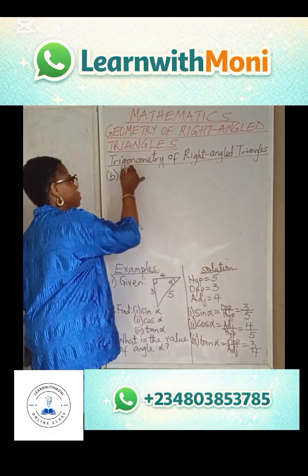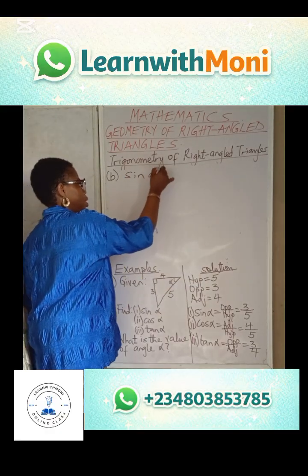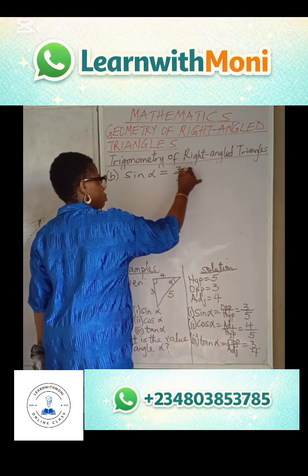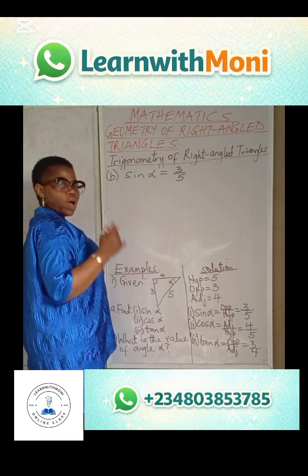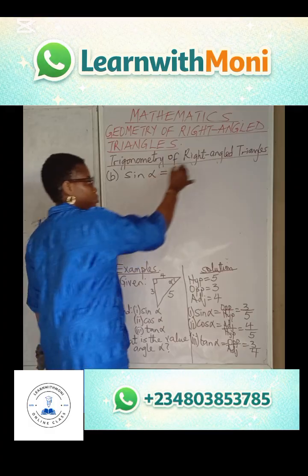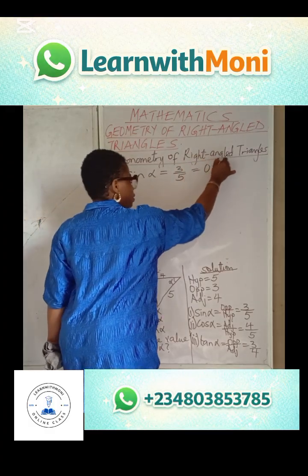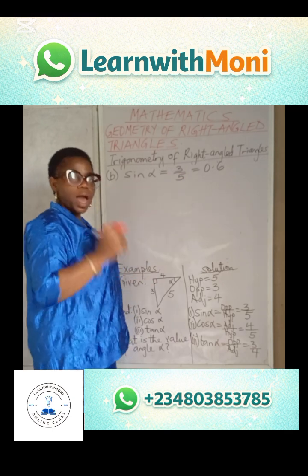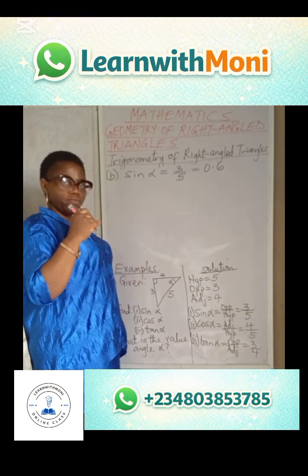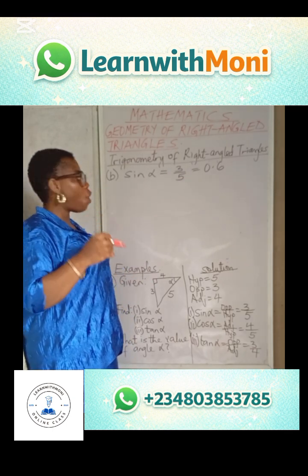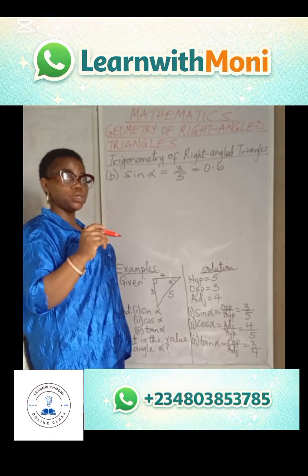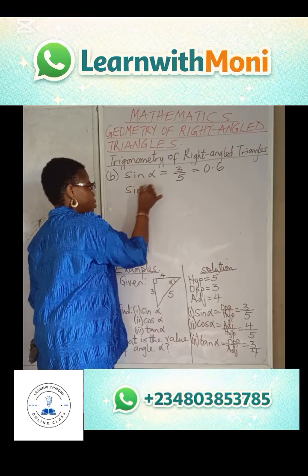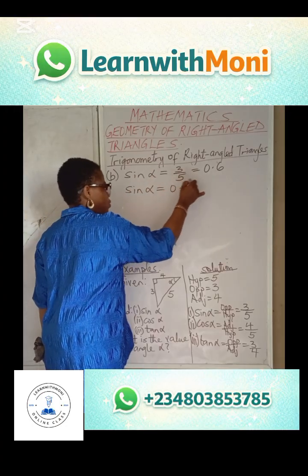When I have sine alpha is equal to 3 over 5, I will convert it to decimal. And that is 0.6. If you don't know how this conversion is done, I advise you check my videos on conversion between fraction and decimals. This means that sine alpha equals to 0.6.